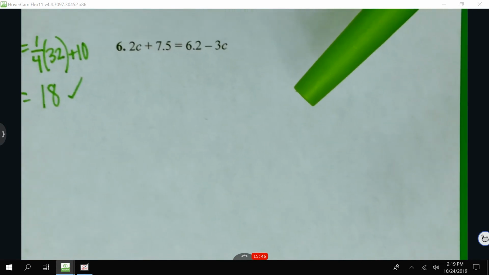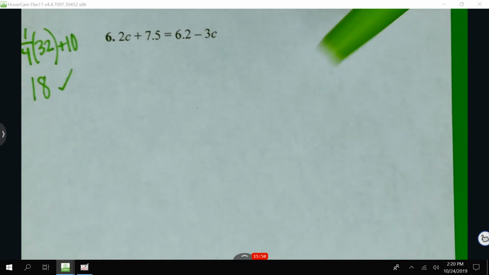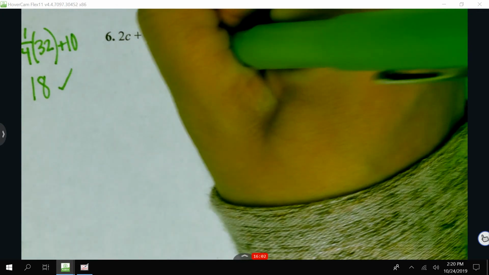Hey, what about decimals? Same thing. So what do I want to do first? Minus 2C? No, plus 3C. Which one do we want to do? Plus 3C. We can do that.